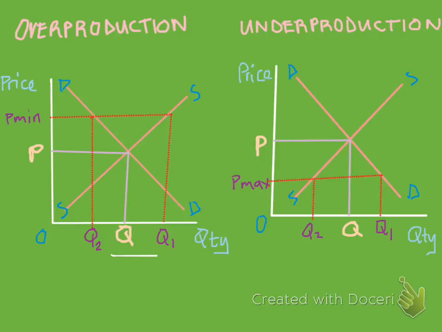You see, all Q1 is what people demand, and all Q2 is what is supplied. So the distance between Q1 and Q2 is what is underproduced. It's what people want but they don't have, because what is produced is only Q2. I hope you get that. This is what I'm trying to say. So overproduction and underproduction can be seen in these two diagrams.